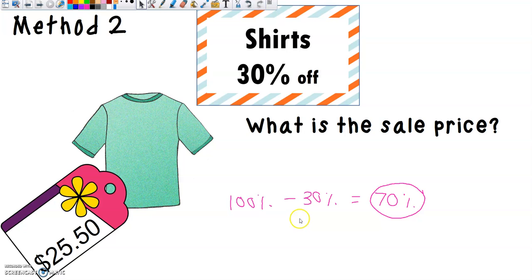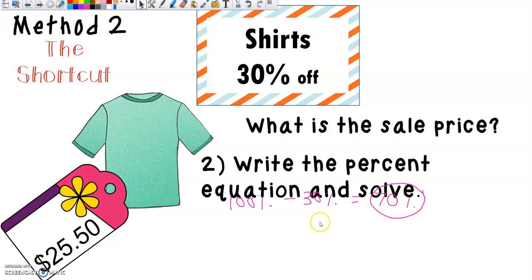So what is the sell price? Well, guys, we're going to need to use that equation again. We'll write that percent equation and solve. So let me get my pen here, and the more times I write this, the better I can remember it. A equals percent times the whole. So I know that I'm paying 70%. It needs to be in a decimal. So 0.7 times the whole, which is 25.50.